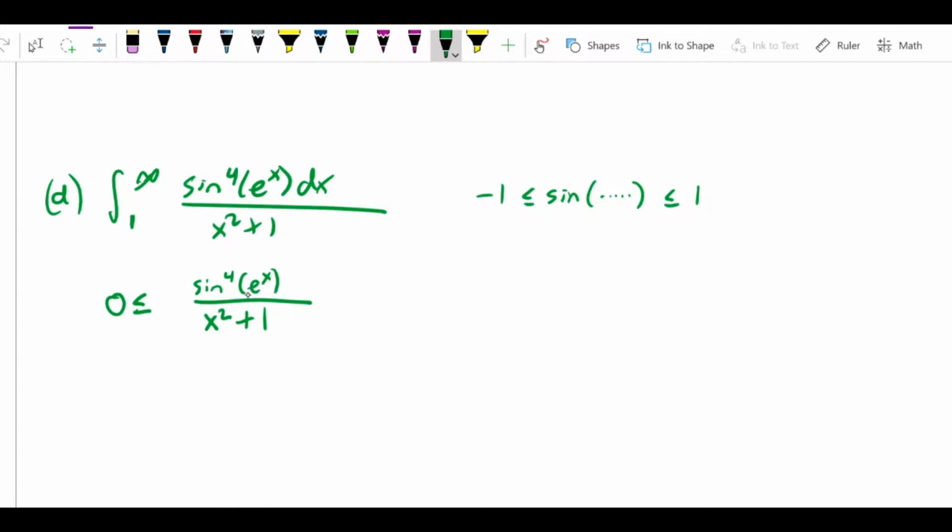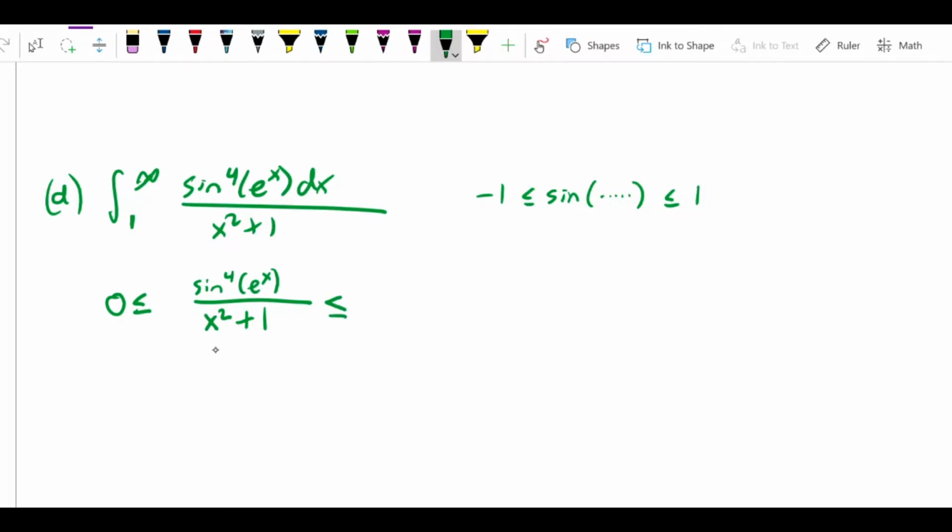We certainly don't know much about what the graph of sine to the fourth of e to the x looks like, other than the fact that it's bounded between 0 and 1. I'm sure the actual pattern of oscillating back and forth looks like a real mess, but it doesn't matter. The point is that I know that sine to the fourth of e to the x is going to be between 0 and 1.